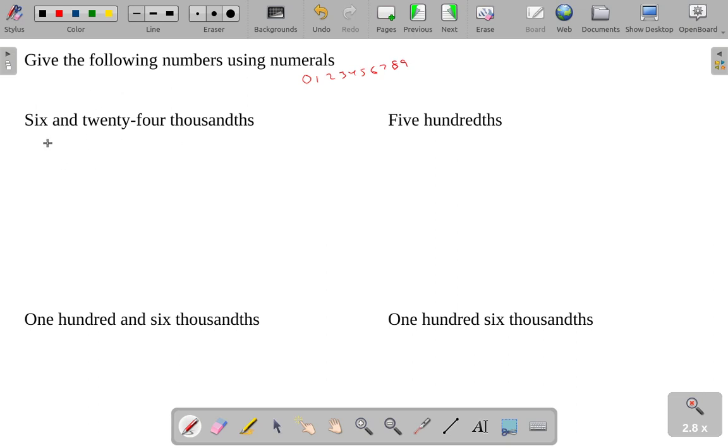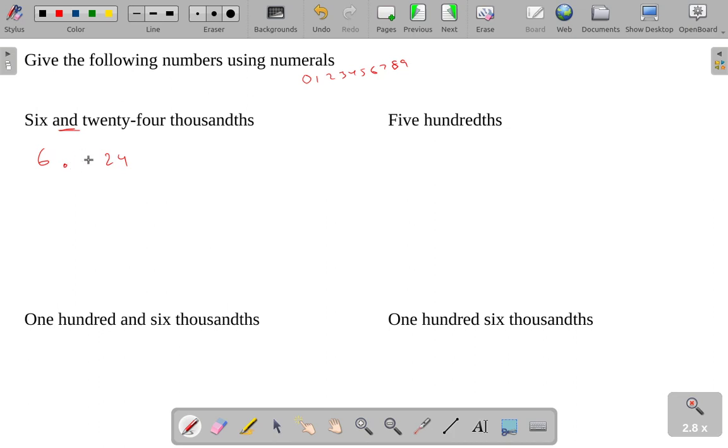All right, so 6 and 24 thousandths. If we're going to write this, we first key in on where the word "and" is. That's going to be our decimal place. The stuff off to the left is just a 6. Then we have 24 thousandths, so we're going to have a 24 to the right of the decimal place. But I don't know if there might be leading zeros before I get to this 24.